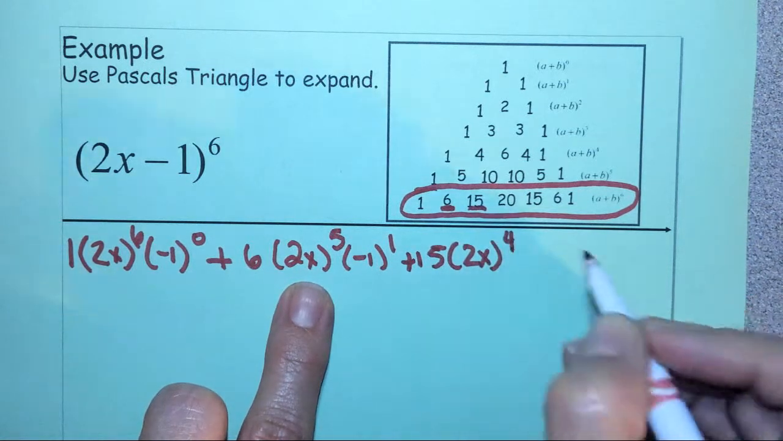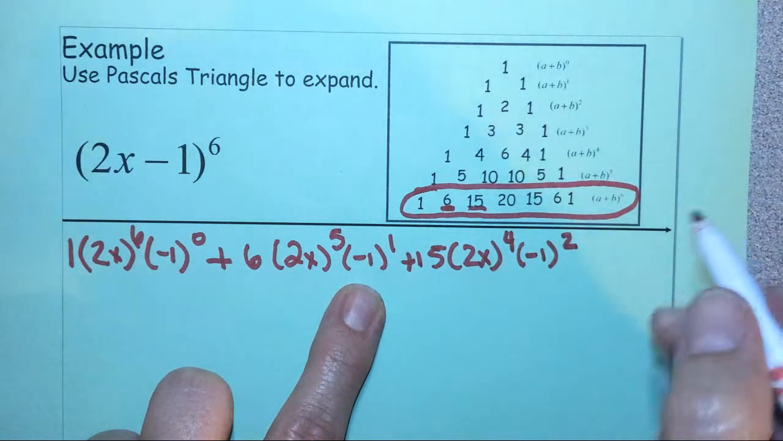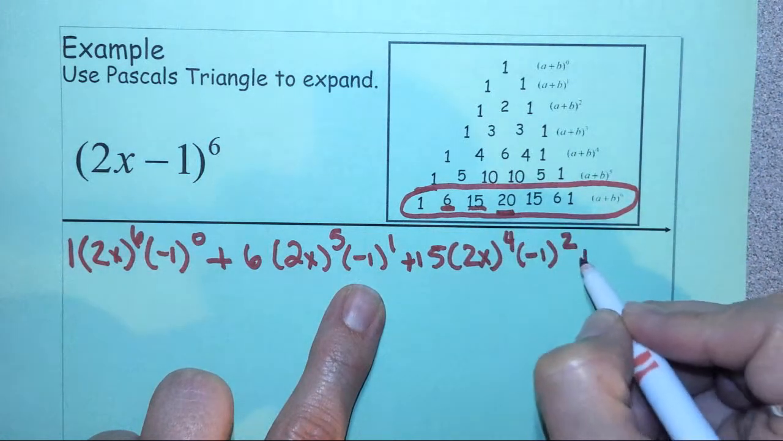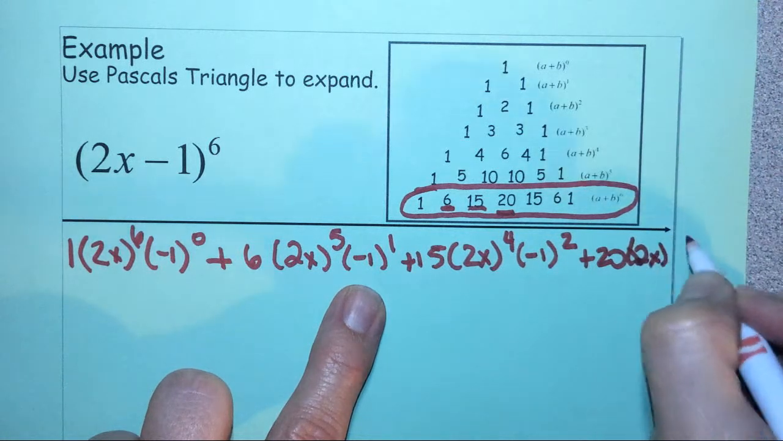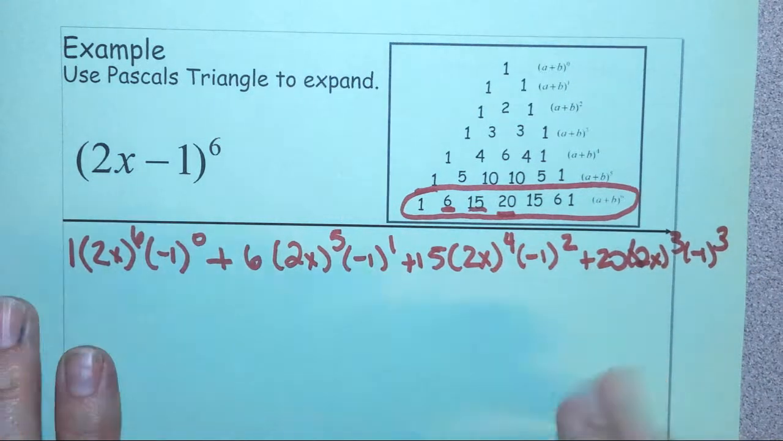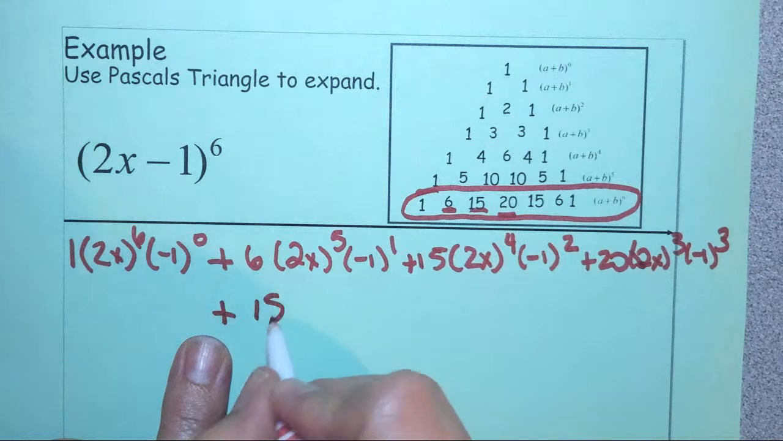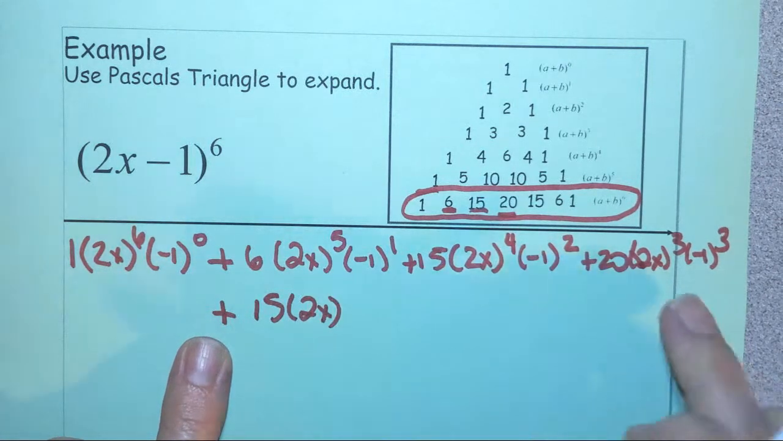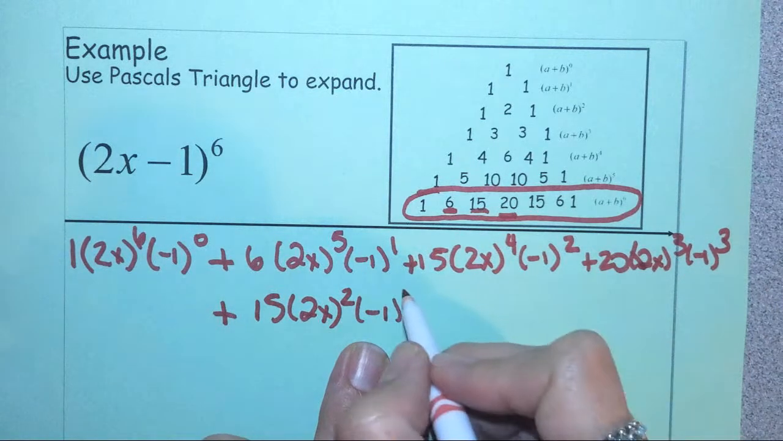2x, remember these are going down to the 4th, negative 1 to the 2nd. Okay, we're going to do it again. We've got 20, and we've got 2x to the third, negative 1 to the third. Come down here because I ran out of room. After 20 comes 15. We've got 2x to the, that said 3, so I need 2. And I need negative 1 to the fourth.